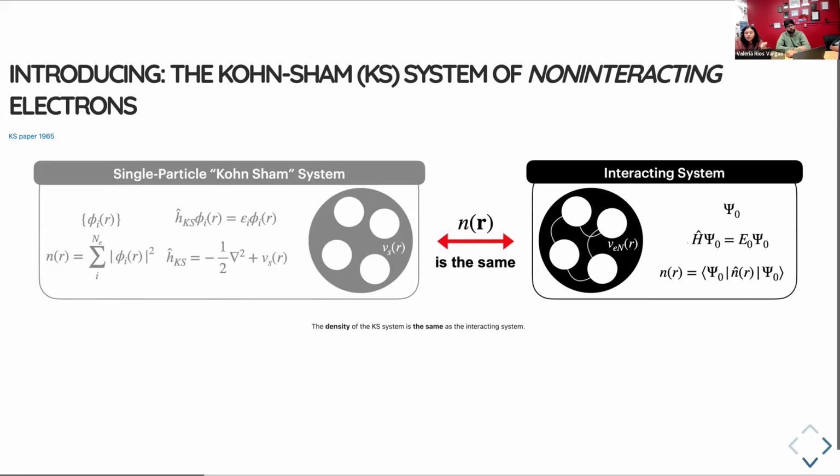Okay. So we've mentioned this density has to be the same. Both of these external potentials that are different lead to the same density that belongs to both systems. So they have to be different in order to give the correct density.